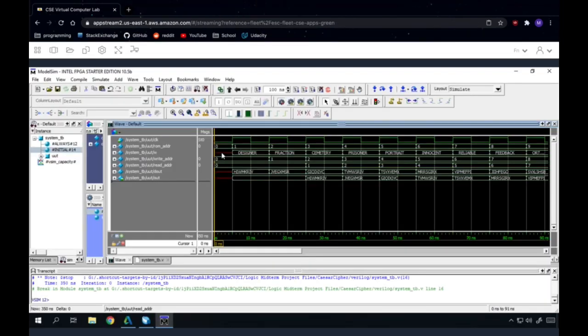Looking at our ModelSim waveforms, you see initially we redline due to the clock cycle initializing. Once that happens, we begin reading our values in from ROM, as you can see in the top 3 lines. We read designer and fraction. We read designer on the 0th clock cycle, fraction on the first, and so on.